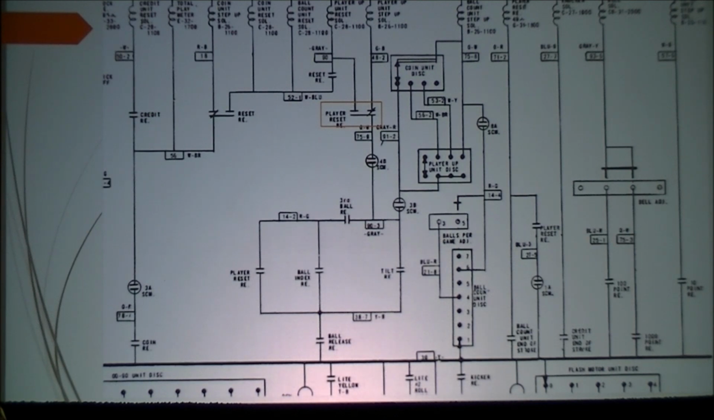So what was not happening at the end of the last player's ball was the player up unit was not resetting and going back to player 1. So, the player up unit reset solenoid. This is the coil that's not firing.